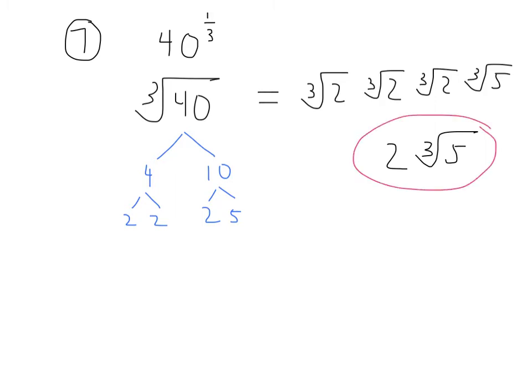I want you to realize that we could write that answer 2 different ways. That's one way to write it, 2 times the cube root of 5. The other way to write it would be like this, 2 times 5 to the 1/3 power, because this is the same thing. Cube root of 5 is the same thing as saying 5 to the 1/3 power.